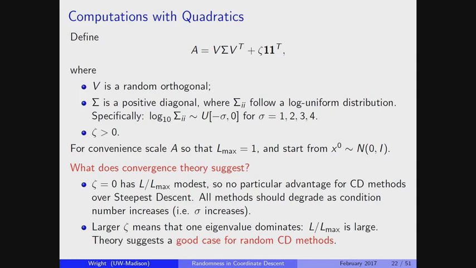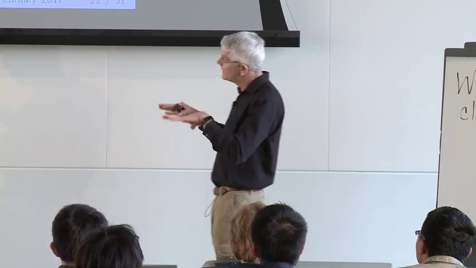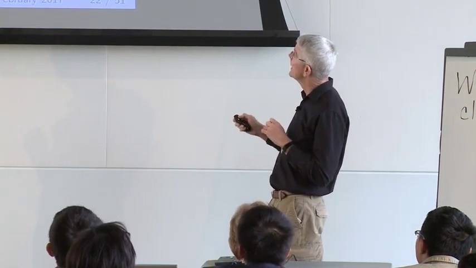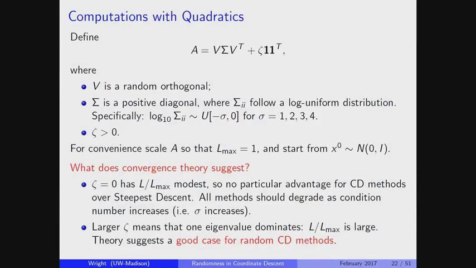Okay. So first of all, before we get to that, I'll just show you a few computations to show where the differences show up between the different variants of coordinate descent. This comes from a talk that I gave at ISMP. I'm just going to give a little sample of the results. I constructed some matrices A by taking a random orthogonal matrix V, a diagonal matrix where the elements followed a log uniform distribution between 10 to the minus 1 and 1, or 10 to the minus 2 and 1. You can adjust the conditioning of this part by manipulating this value of sigma. And then I add on this 1 1 transpose matrix, or some multiple of that.